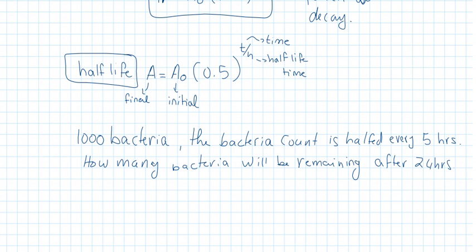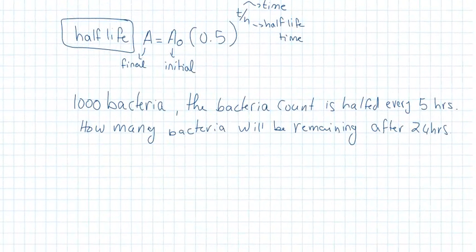Okay, so this is an example of a half-life. How do I know it's half-life? It's just because it says is halved right there, right? So this is where I know I'm going to have to use the half-life formula. So out of this information, what do I know? The initial count is what? 1,000. So my initial is 1,000, which is A0.